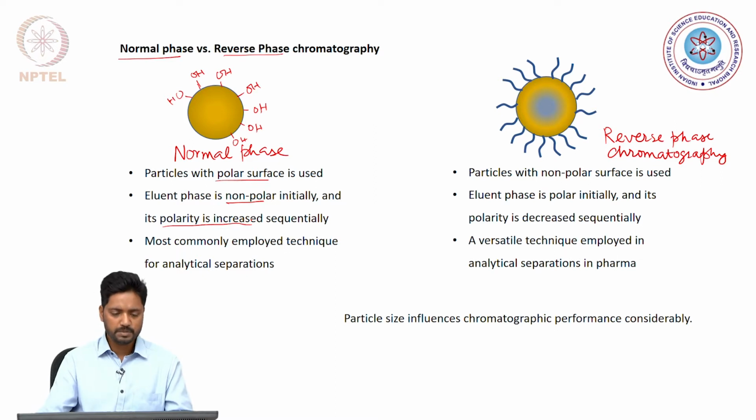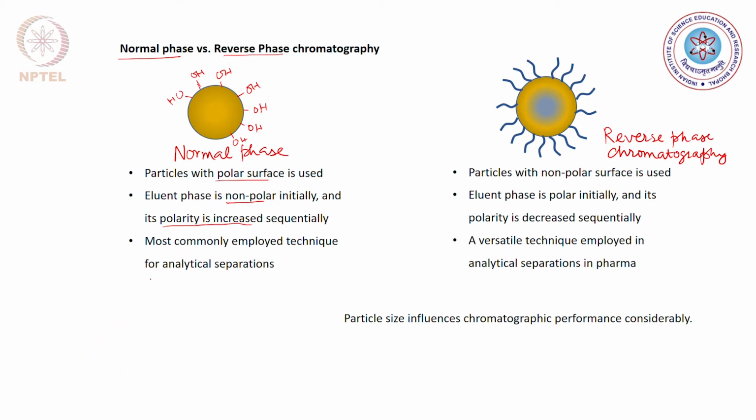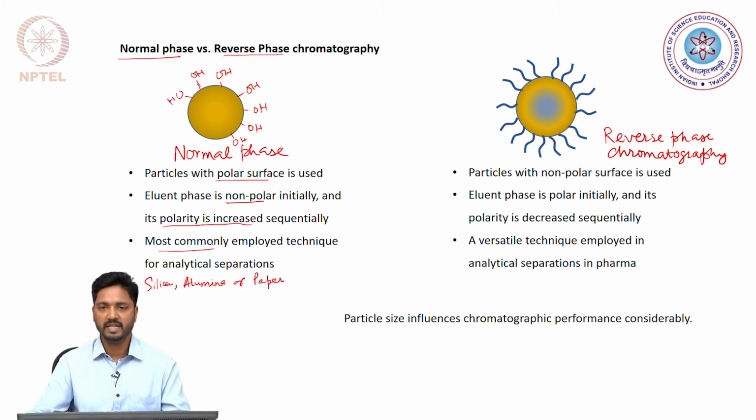So, what we have observed is that in this normal phase chromatography, whether we are using silica, alumina or paper, all of these are hydrophilic surfaces used in normal phase chromatography, and it is hence the most commonly employed technique for analytical separations. Now, a completely reverse of that happens when we are undertaking what is known as reverse phase chromatography. Hence, the name also is reverse phase chromatography.